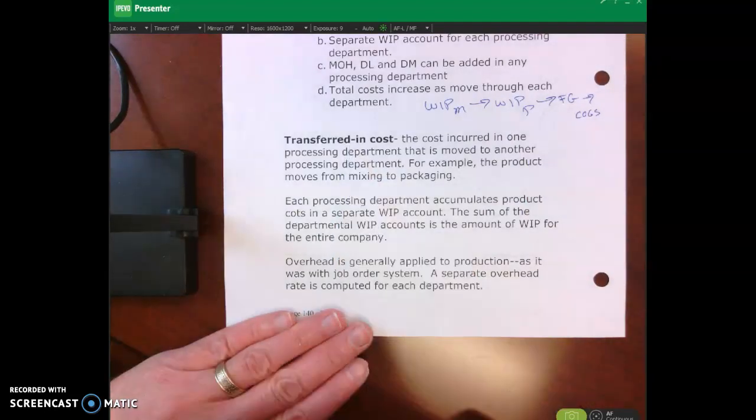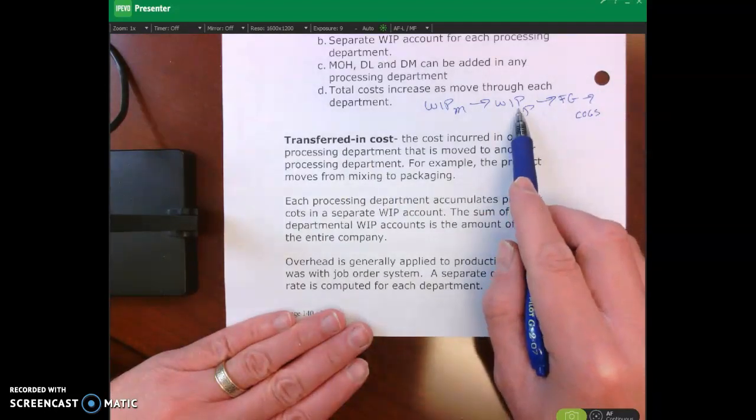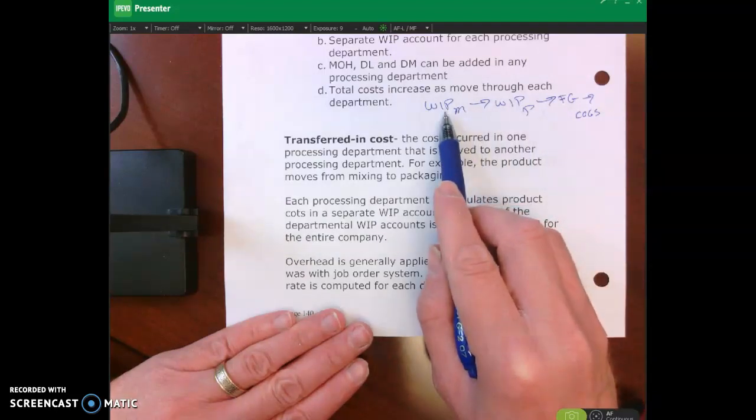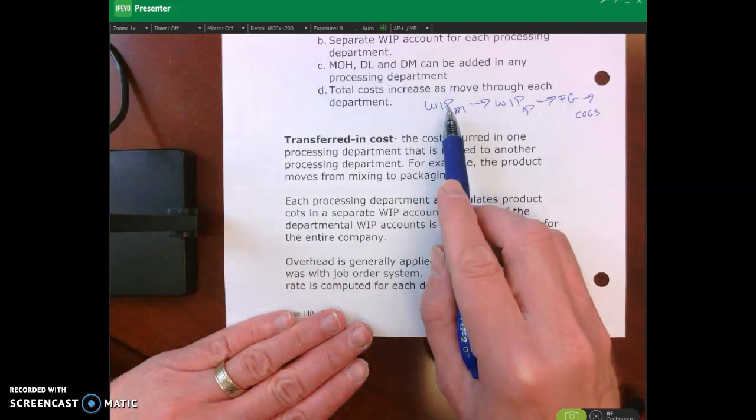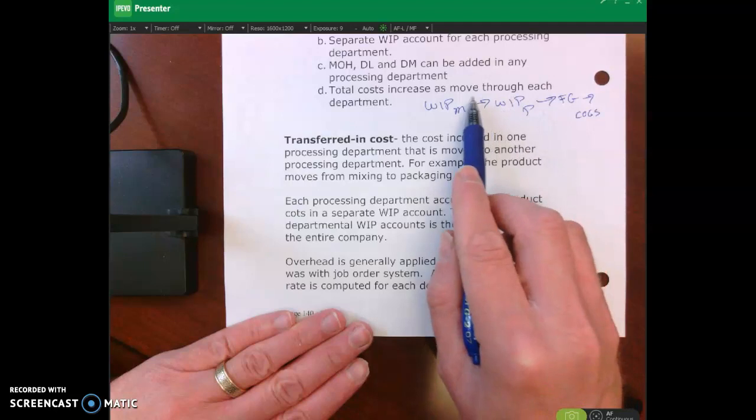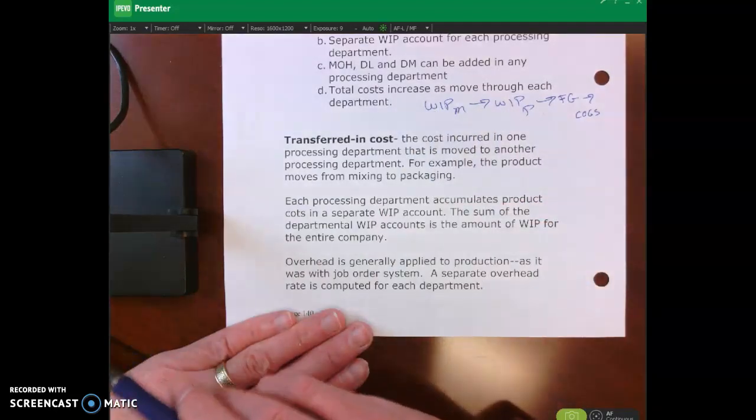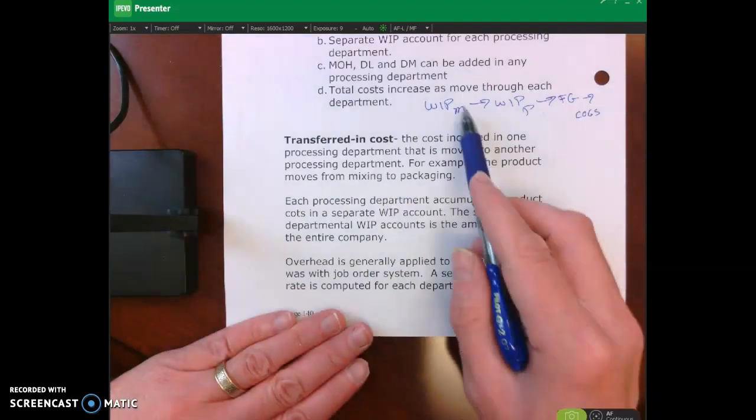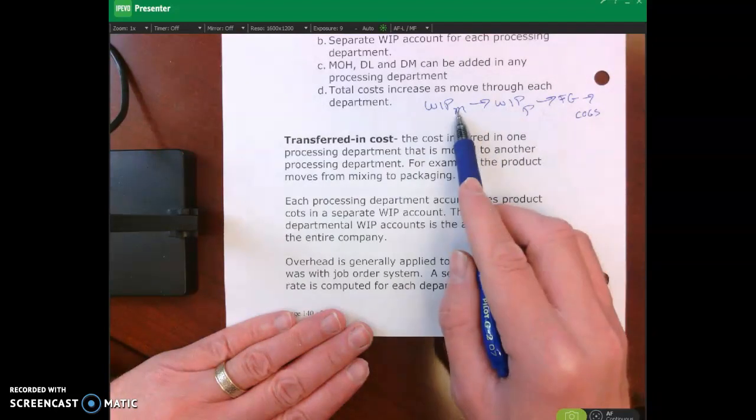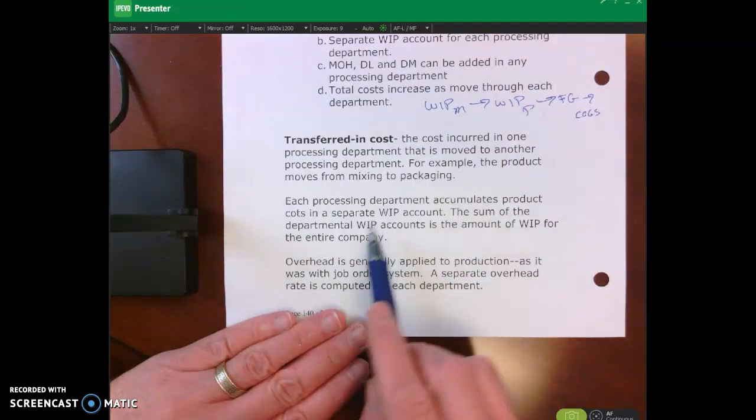In terms of the idea of the transferred in cost, what happens is if we look back over here, the packaging department receives a cost from the mixing department. Once it's been mixed, WIP mixing sends its cost to WIP packaging. So packaging is receiving the materials, labor, and overhead associated with mixing the soap, mixing the product, from the mixing department. So this is a transferred in cost from WIP mixing to WIP packaging. So that's what I'm saying over here.